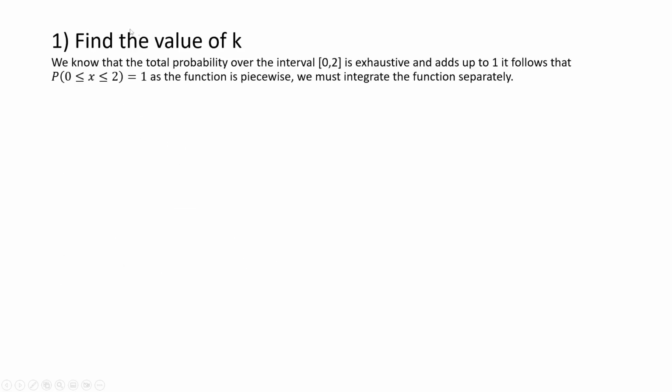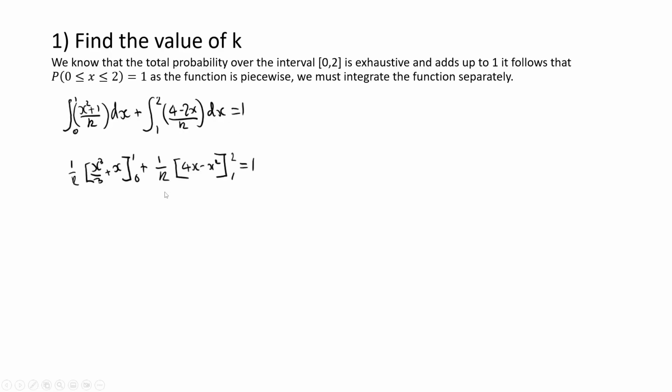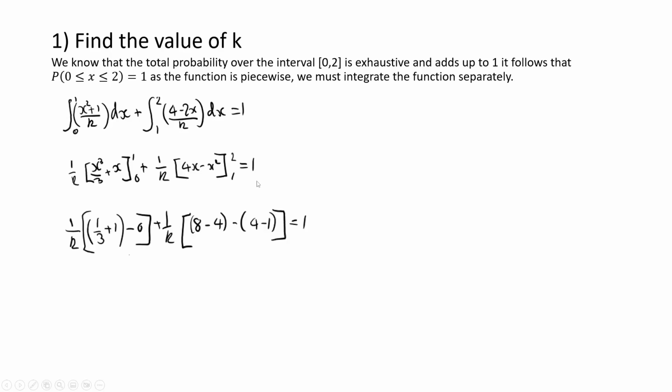So question 1 then, find the value of k. We know that the total probability over 0 to 2 is going to equal 1. And as it's a piecewise function, we need to integrate the function over its separate pieces. So from 0 to 1 and 1 to 2, integrate those, add them together, it should come to 1. We evaluate this integral, then you will get eventually to an equation that you can solve for k. So k here is 7/3.